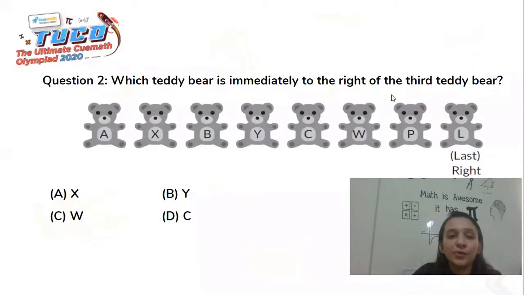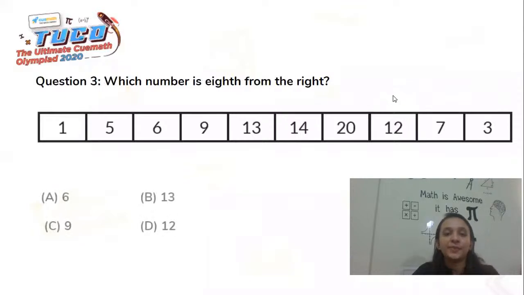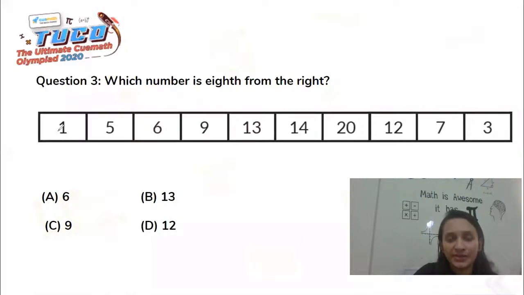Moving on to some more interesting questions. Okay, so here it says which number is 8th from the right. So an easy question, as I would say, all you need to know is which is your left and which is your right. Your children must be able to figure that out. So I mark my left here, I mark my right here.